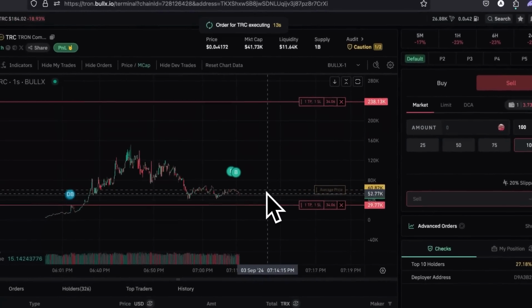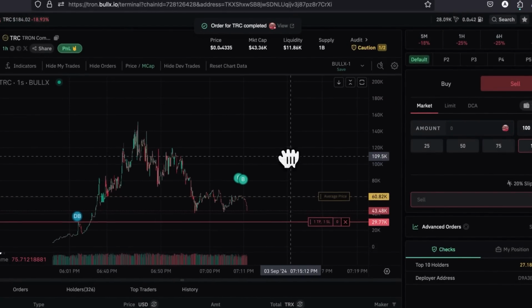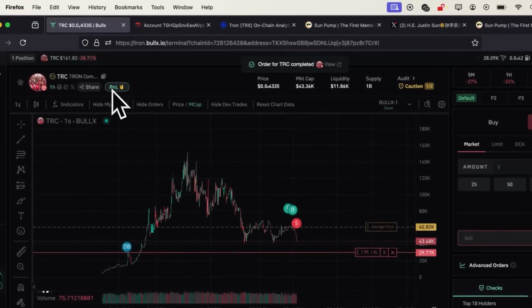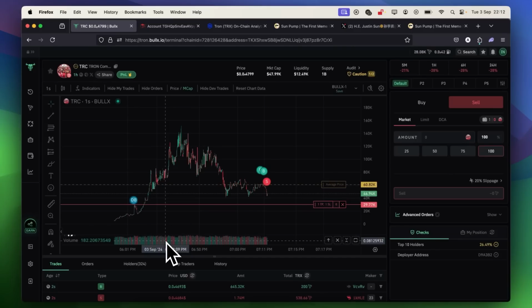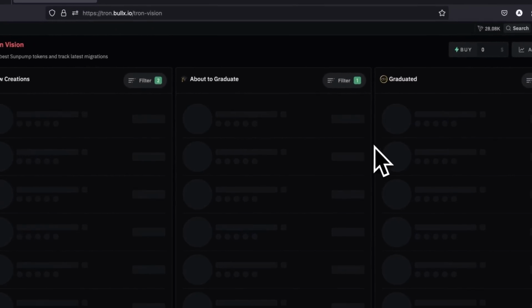So I'm going to sell my position right here because this was just a test to show you what's going on. And you can see I've lost $40. It was just a demonstration. Probably should have invested less in this coin, but you get the point, right?